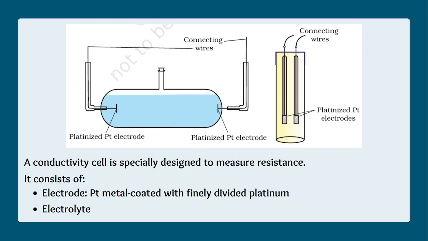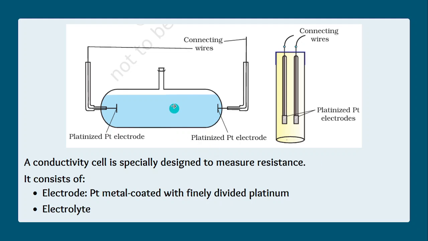The polarization effect, as you know, is the one that causes the change in resistance, right? Because of the polarization effect, in this space the concentration could vary, because of which you might observe a different resistance, while in reality it could be different. So because of this polarization effect, we do not use direct current. Instead, we use alternating current. That's what we learned in the previous video. So the electrode over here is the platinum metal, which is coated with finely divided platinum. This is also called platinum black.